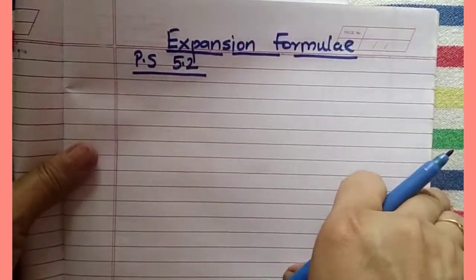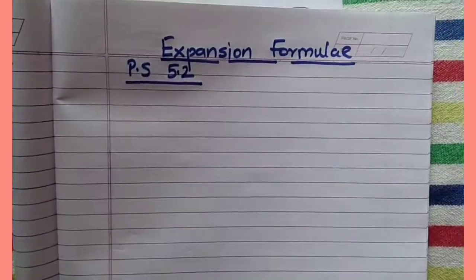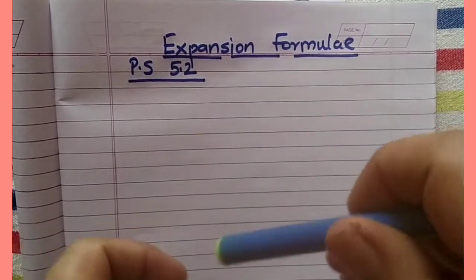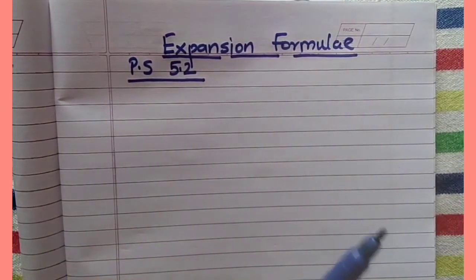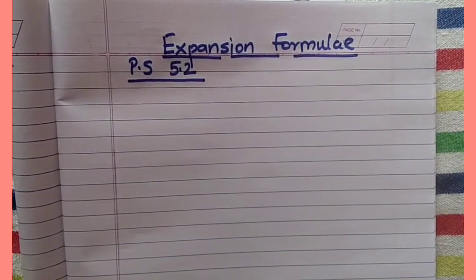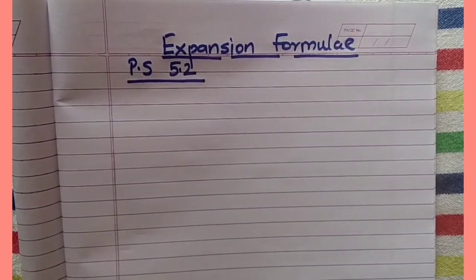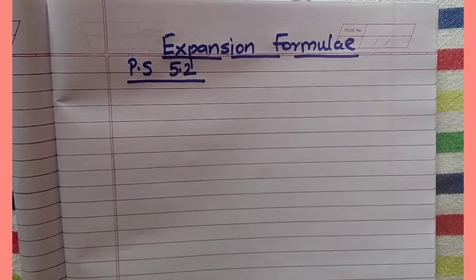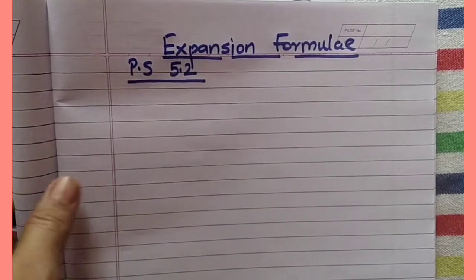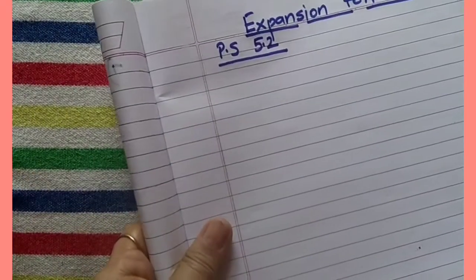Students, we have learnt about the expansion formula (x + a)(x + b) in the last lesson, and we have solved exercise 5.1. I had solved two sums and told you to solve the remaining sums for homework. I hope you have done that. If not, watch the video again and solve exercise 5.1. Now we are going to go to the next expansion formula.